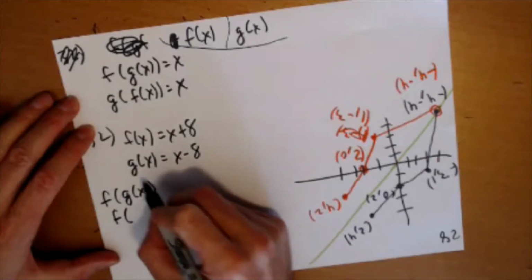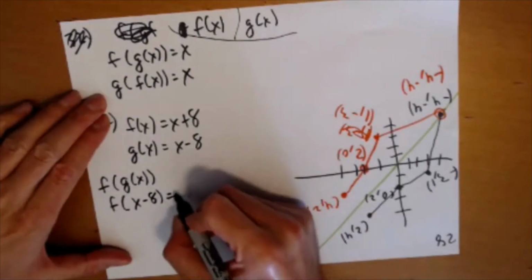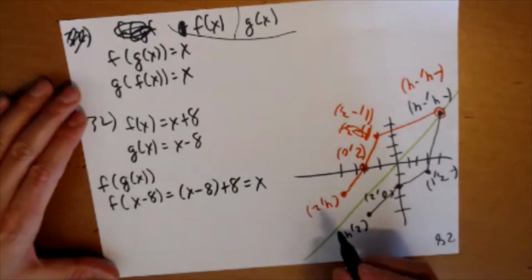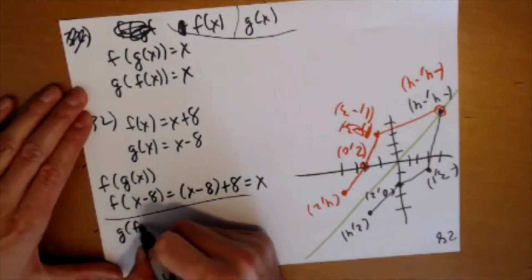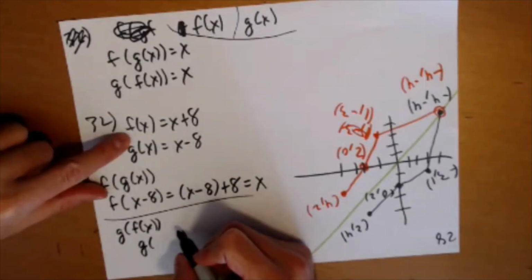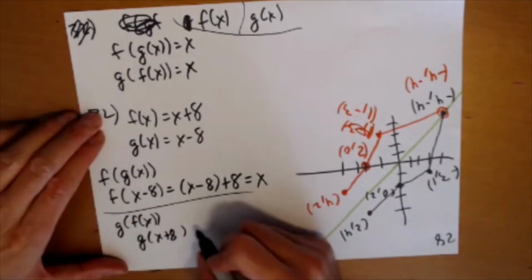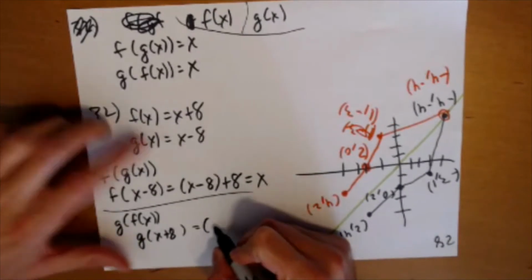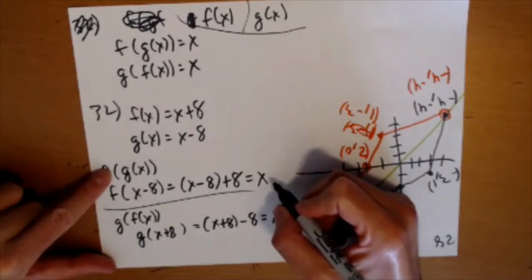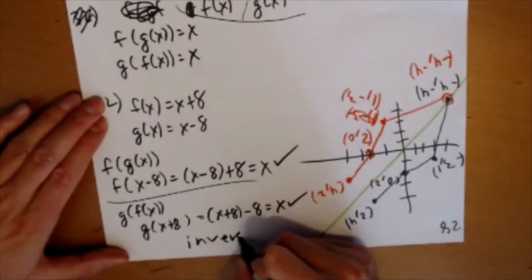f of g of x is x minus 8. And then if I were to plug x minus 8 into the function f, that's going to be x minus 8 plus 8, which equals x. Let's try g of f of x. That happens to be x plus 8. And what does function g do? Whatever you give it, it subtracts 8. So we give it x plus 8, and it subtracts 8 and returns x. So f of g of x equals x, g of f of x equals x. So these guys are, in fact, inverses of each other.